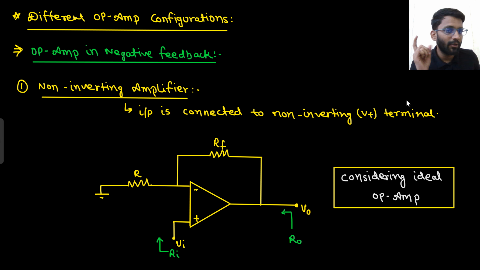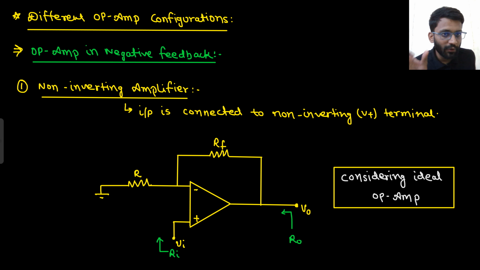Why in negative feedback? Because in the negative feedback the concept of virtual short is valid. So we are going to see the configuration in negative feedback only. So first we are going to see the non-inverting amplifier. Why is it called non-inverting amplifier? Because here the input is connected to the non-inverting terminal. This terminal is non-inverting, this terminal is inverting. So input is connected to the non-inverting terminal. That's why it is called non-inverting amplifier.